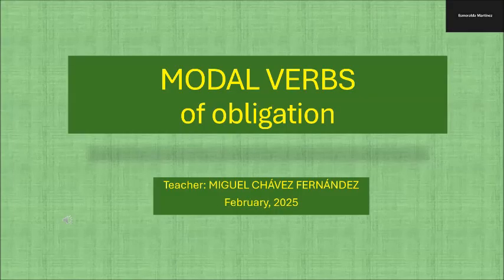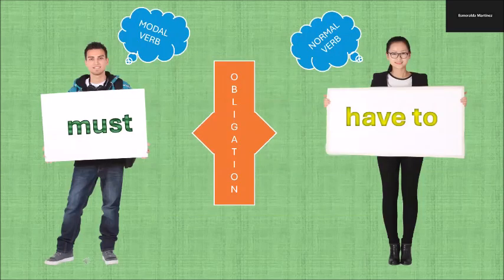Good morning, dear students. Today we are going to talk about modal verbs of obligation, must and have to. Must and have to are modal verbs in English that are used to express obligation or necessity. They are both used to indicate that something is required or necessary to be done.